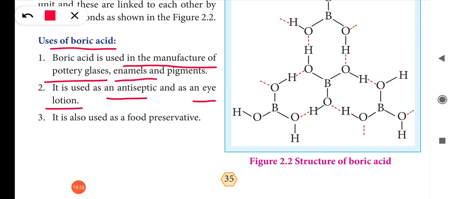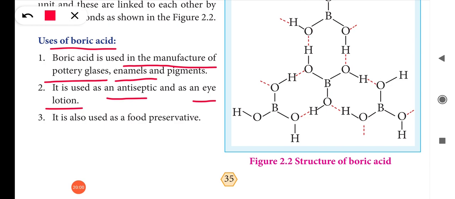So to get a glossy appearance, coating some materials is what we call enamel. Enamel is a material used to get a shiny or glossy appearance. For example, if we coat that enamel on an article made of clay, it will look like glass. And then pigments are the coloring agents used in paints, etc.